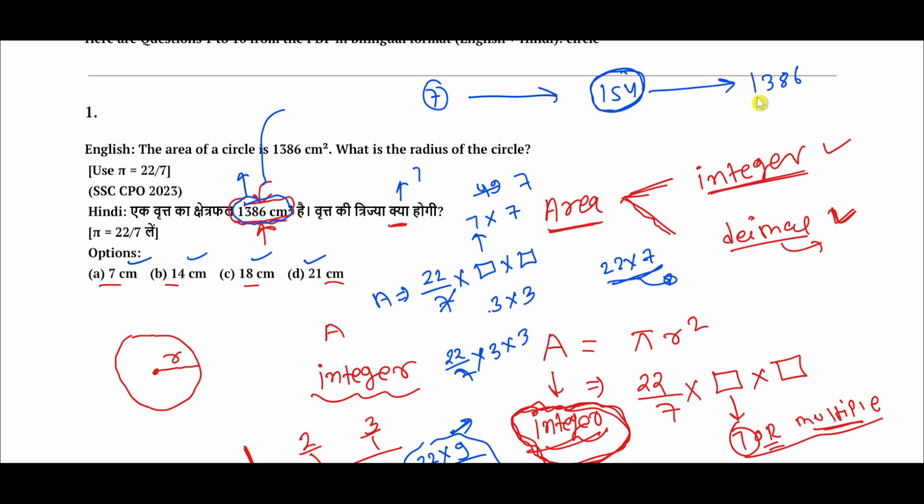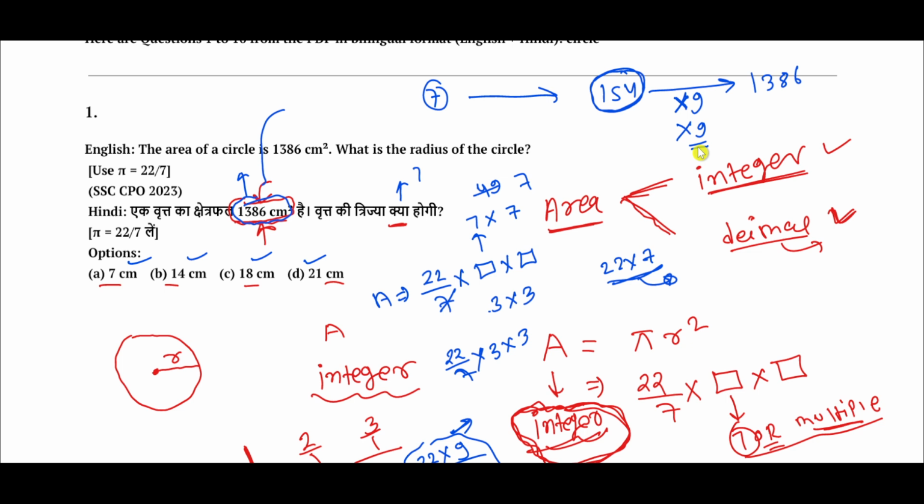1386. So now think about how you solve it easily by using this concept. Now think about how many times this value will happen. So now you can easily calculate how many times this value, 9 times this value. If you do 154 into 9, then you get 1386. It means the area is 9 times.